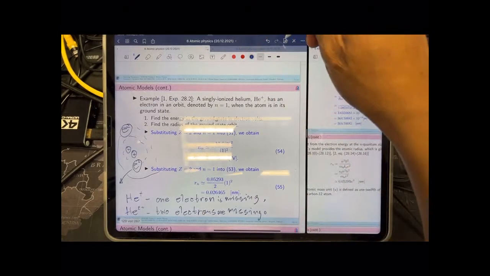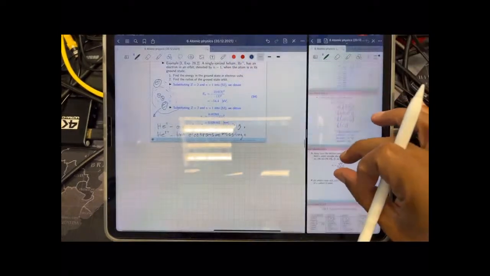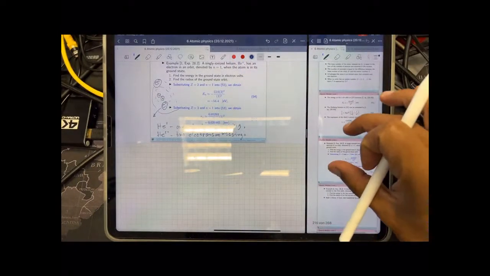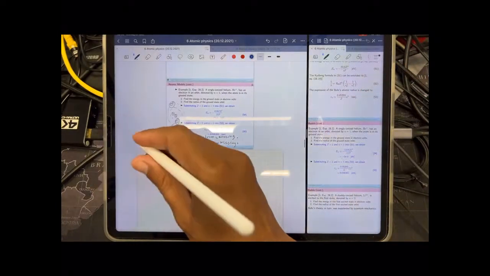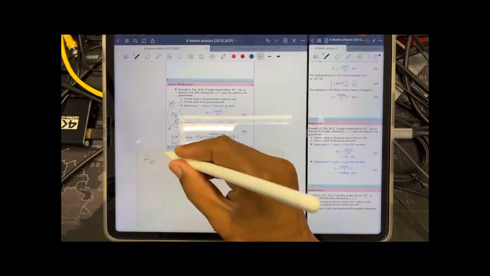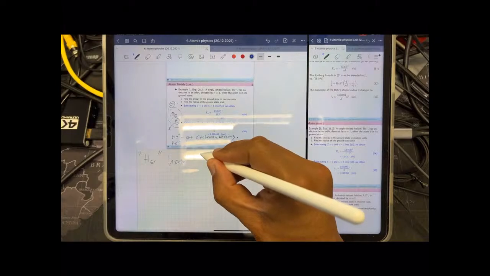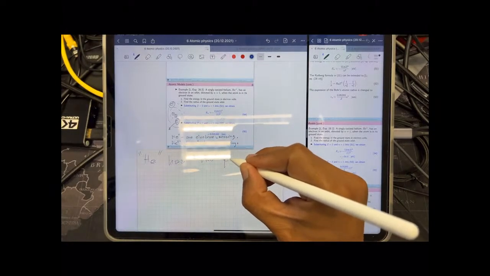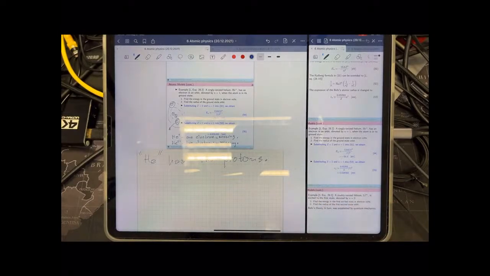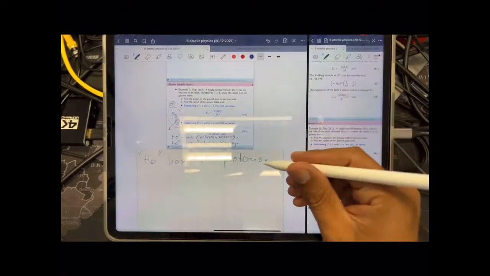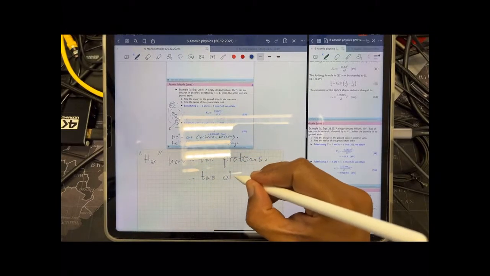Yeah, let's start our computation. What is that? They want this one, right? The helium, right? And as you know, helium has 2 protons and 2 electrons.